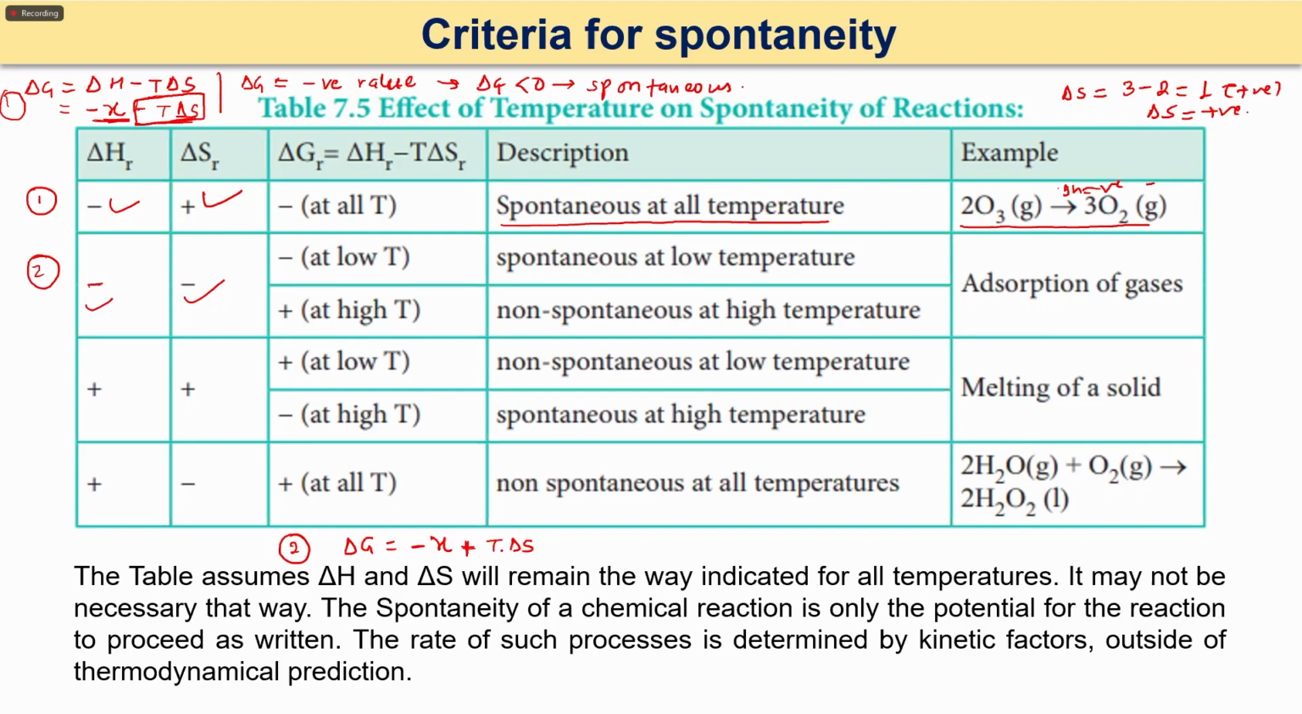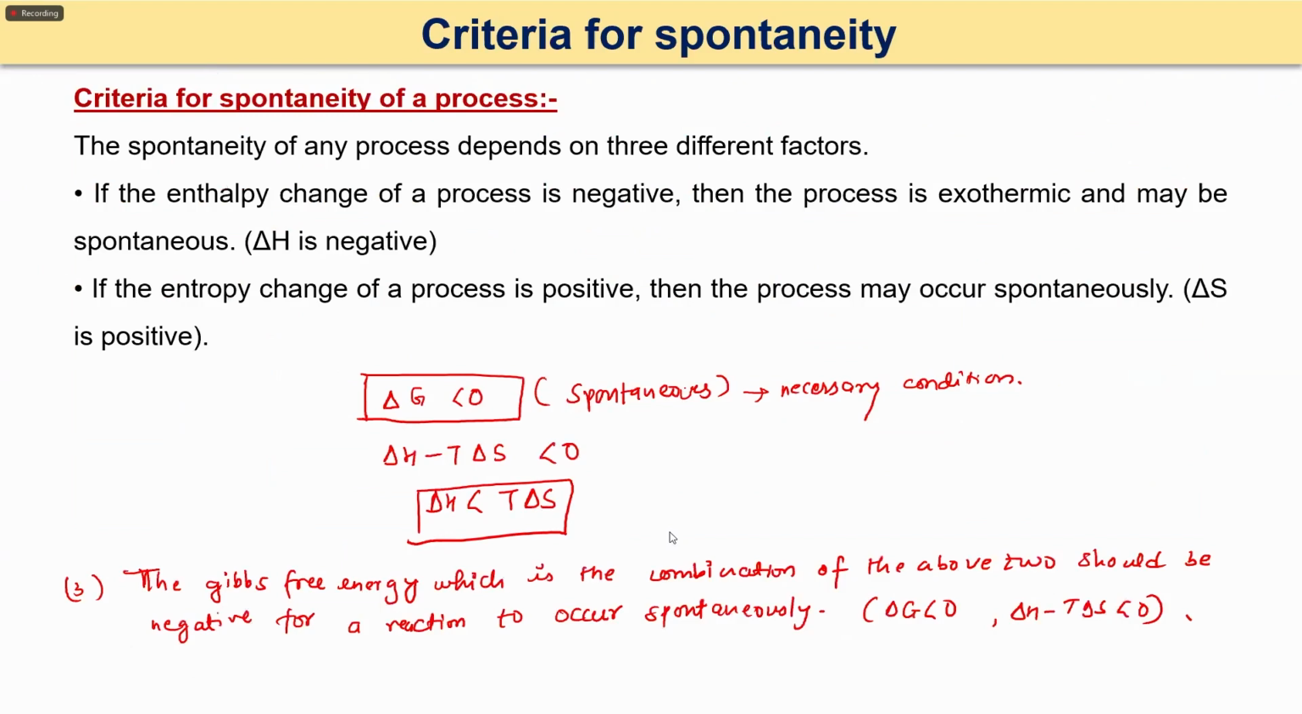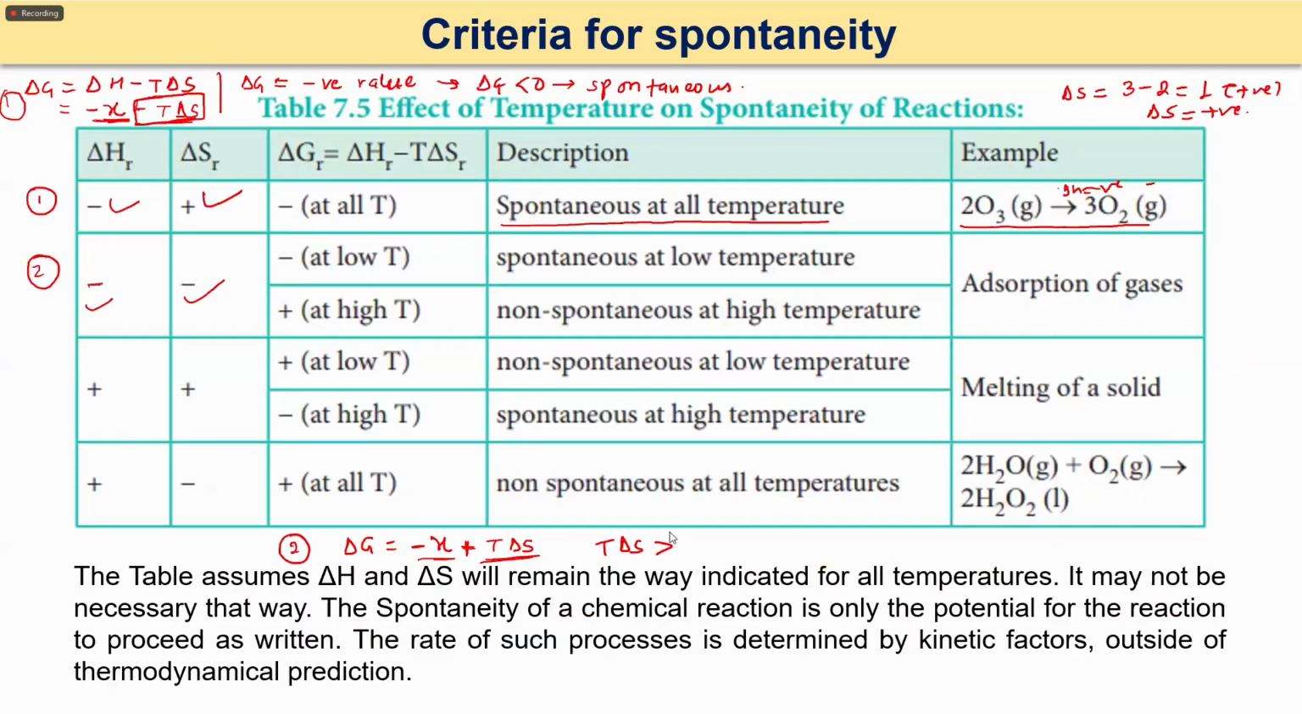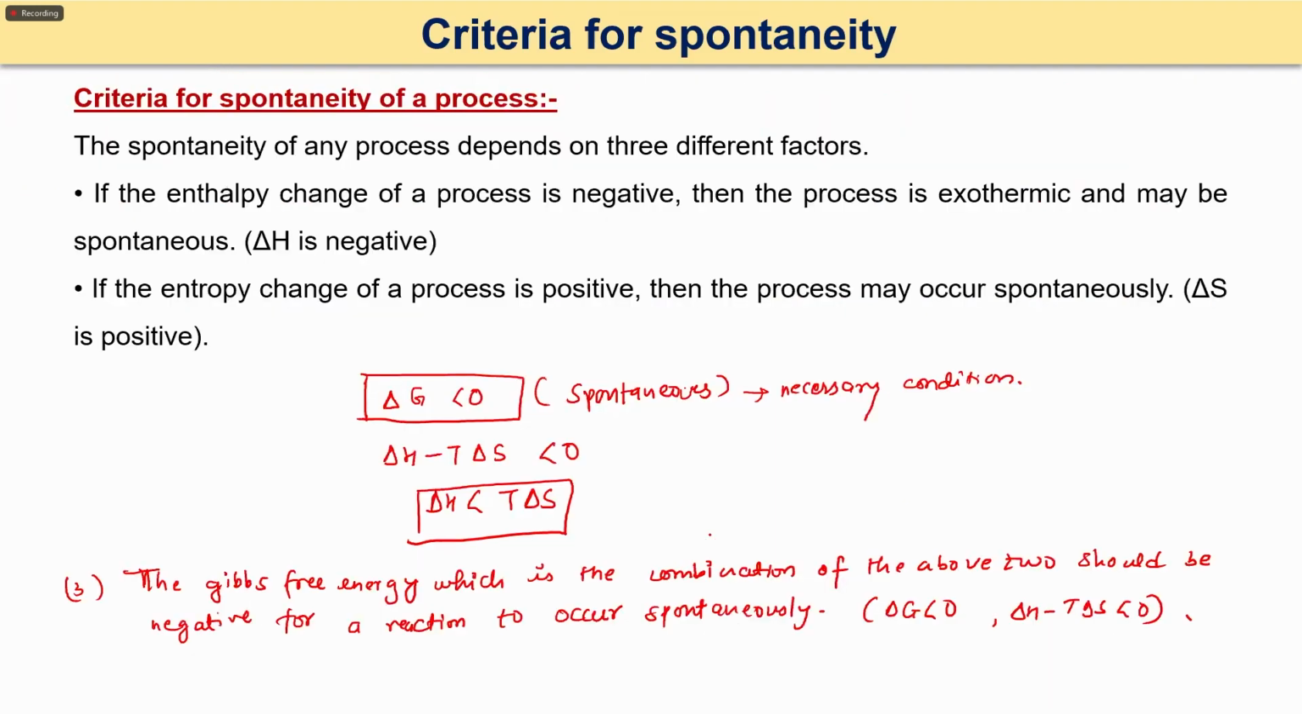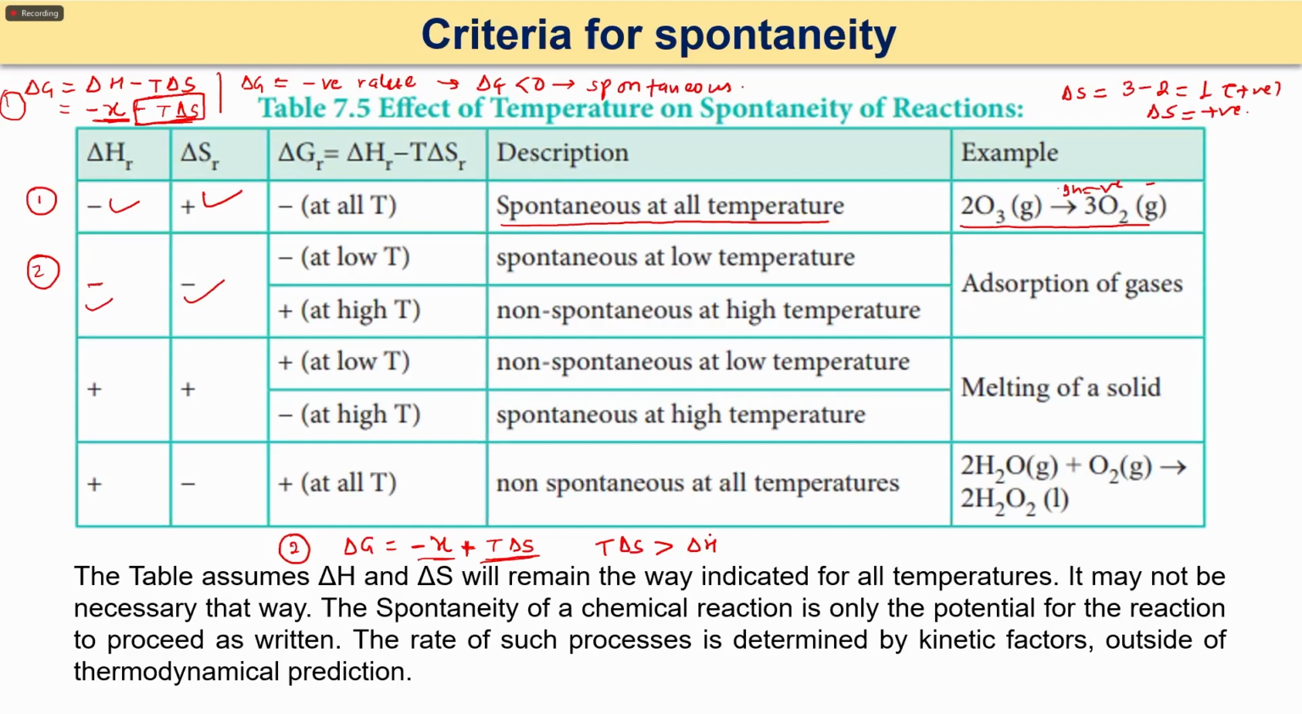So in this case, if your T delta S, let's say your temperature is high, that means this value will be greater than this value, so your T delta S is greater. In the last slide, I told you that your delta H should be less than T delta S. So in this case, your T delta S is greater than your delta H value.